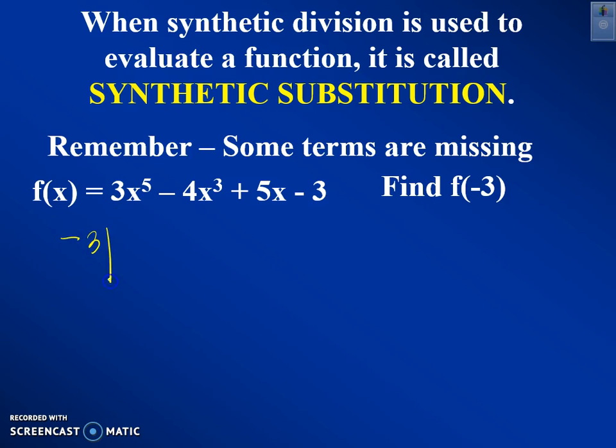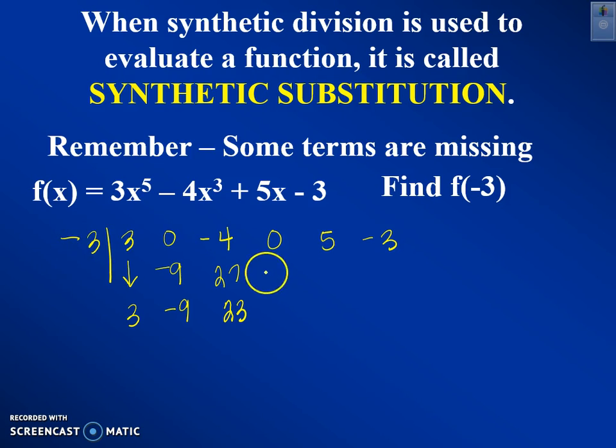My negative 3 goes on the outside, just like normal. Then we start with 3, plug in a 0, go down to negative 4. Here we go straight from x cubed to x, so we also need a 0 for the x squared term. Then x is 5, and my constant term is negative 3. Following that process of synthetic division, we have 3 times negative 3 is negative 9. 0 plus a negative 9 is negative 9. Multiply back up, that gives me a positive 27. When I add those two together, I get 23.